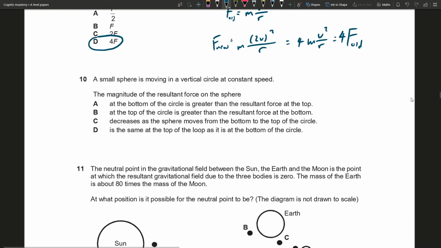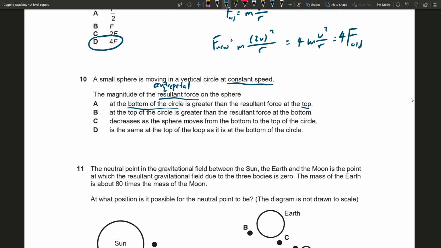Question 10. A small sphere is moving in a vertical circle at constant speed. So that's very important here. Then we are asked about the magnitude of the resultant force on the sphere, which we should interpret as the centripetal force, because the sphere is moving in a circle, at the bottom of the circle compared to the top. All the options concern the resultant force at the bottom as compared to the top.